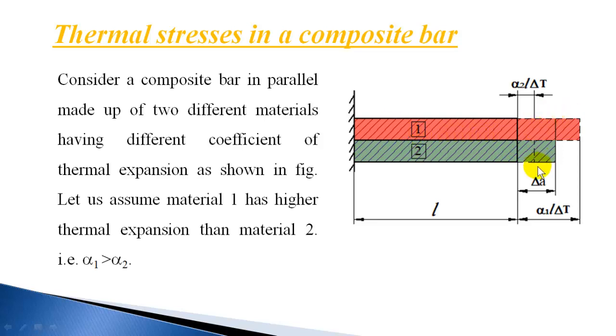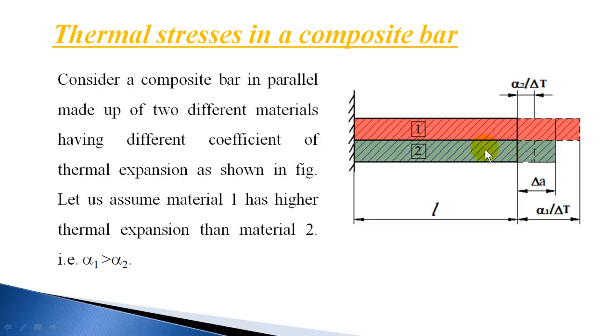But when it is a composite bar, this free, natural expansion is not permitted. They are joined together. They are not allowed to independently expand or contract. Contraction also, if the material is cooled, both will try to contract. So in this case, free expansion is not allowed, even though material 1 can expand alpha 1 L delta T, and material 2 is trying to expand only alpha 2 L delta T. These individual expansions are not allowed when they are connected.